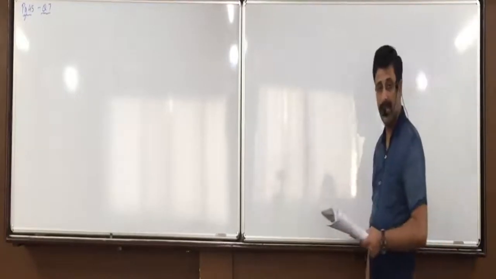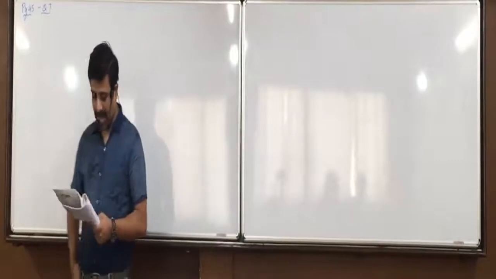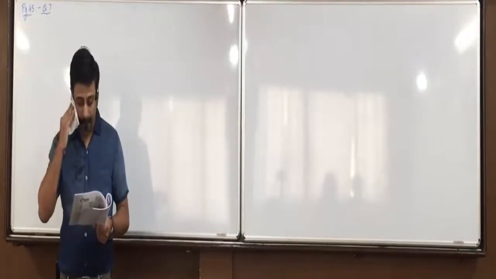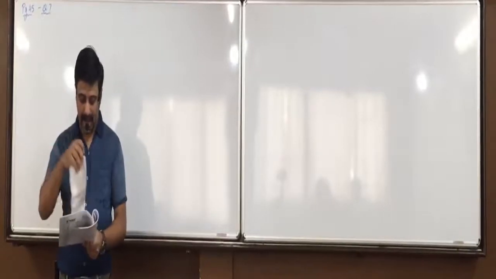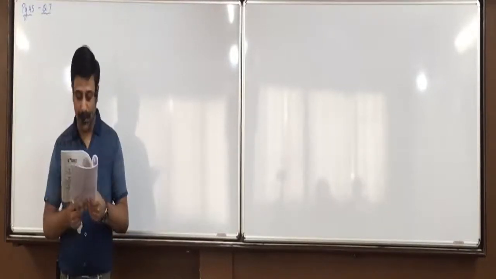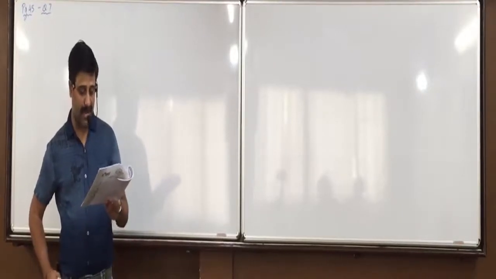Page 45, question number 7. Look at it. From the following balance sheet of A Limited, you are required to prepare a statement of changes in working capital and fund flow statement. So, equity and liability side. Okay, the balance sheet we always see afterwards. First we see the additional information.